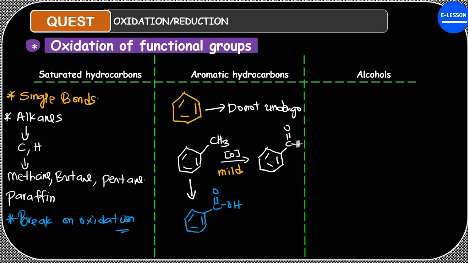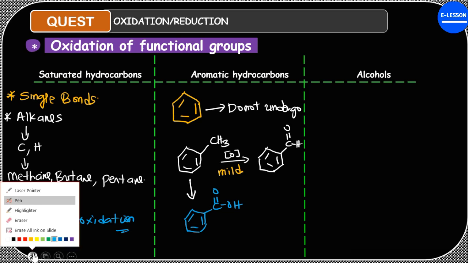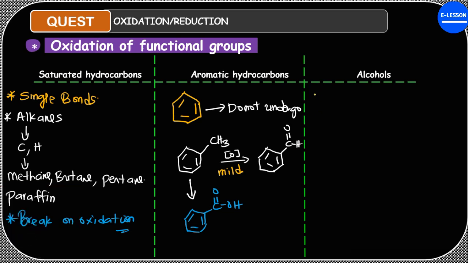Now, the next thing we are going to look at are the alcohols. Alcohols are easily oxidized to aldehyde and then to carboxylic acid. So the chain of oxidation of alcohol is usually from the alcohols. Let's say primary alcohols are oxidized to aldehyde.